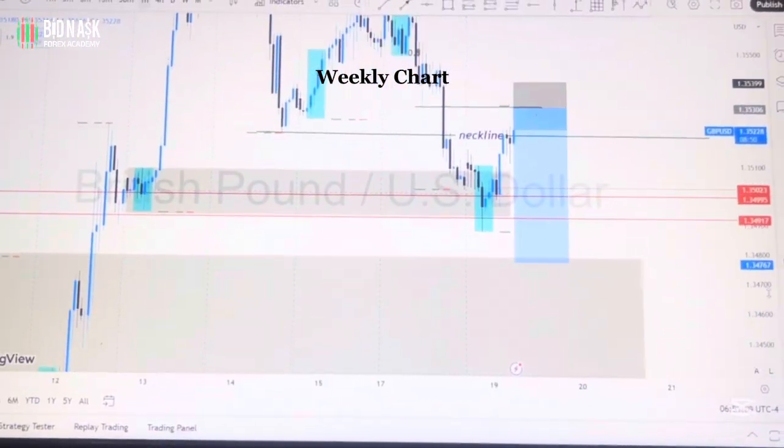on the GBPUSD. So guys, that's the market outlook on the GBPUSD. Which way will you be looking at this week?